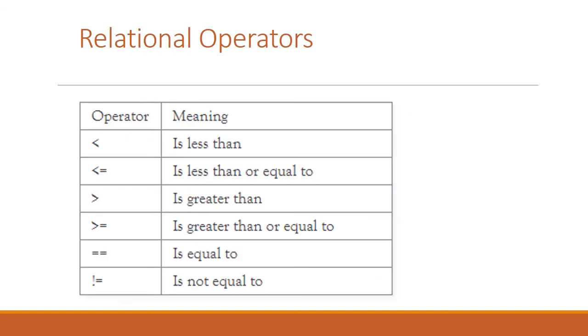So we've talked about arithmetic operators. Now we're going to focus on relational operators. There are 6 relational operators: less than, less than or equal to, greater than, greater than or equal to, equal to, and not equal to. It's important to remember that when these relational operators are applied, the result is a Boolean value. The result is either true or false.